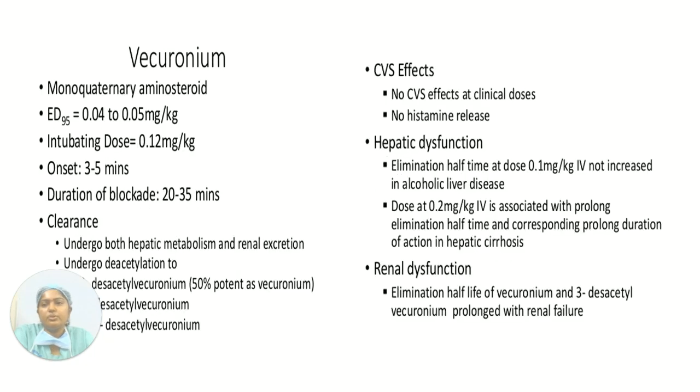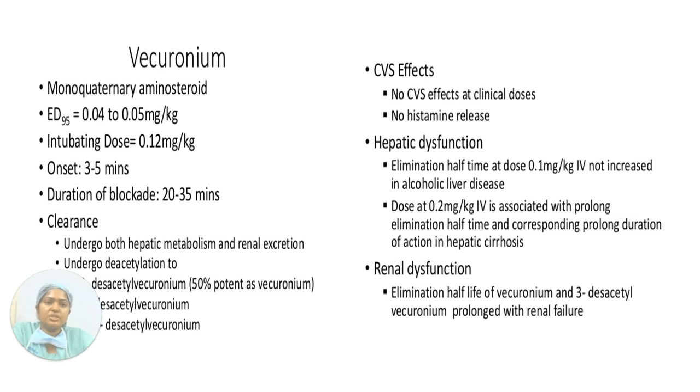Coming to vecuronium, it is a monoquaternary aminosteroid compound. ED95 is 0.04 to 0.05 milligram per kg. Intubating dose is 0.12 milligram per kg. Onset of action is in 3 to 5 minutes, and the duration of blockade is 20 to 35 minutes. It undergoes both hepatic metabolism and renal excretion. Even at a higher dose, it does not cause significant cardiovascular effects. It has no histamine release.